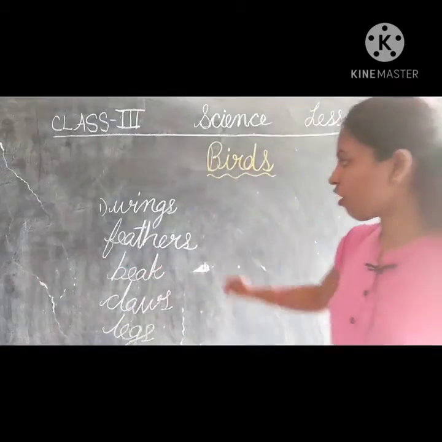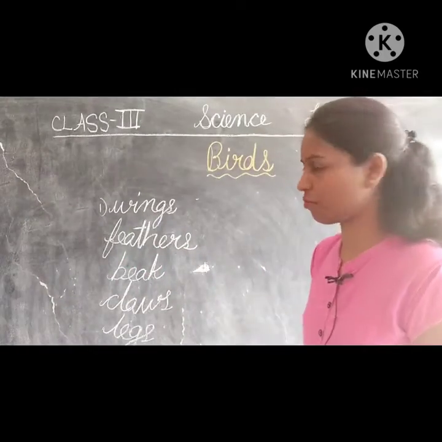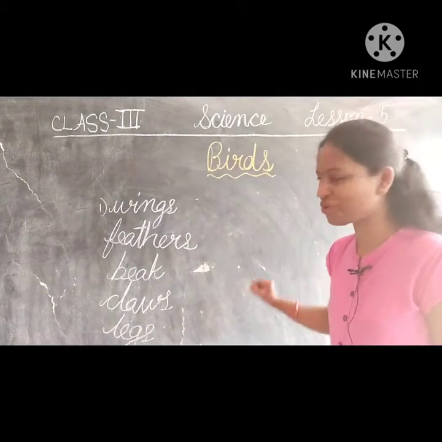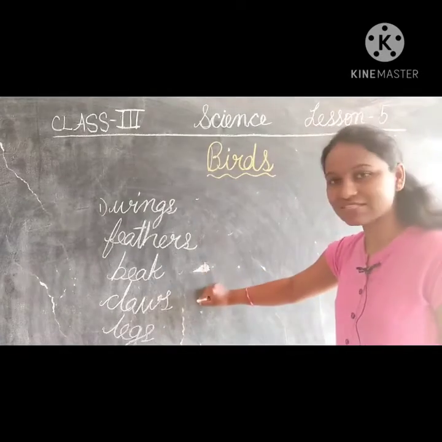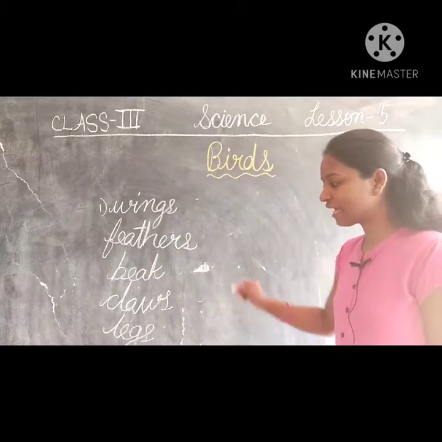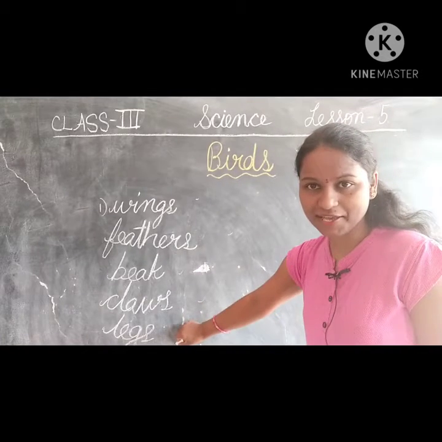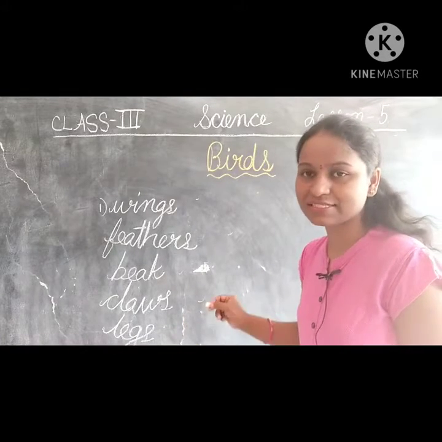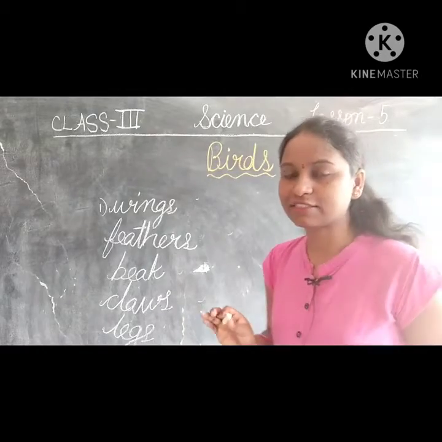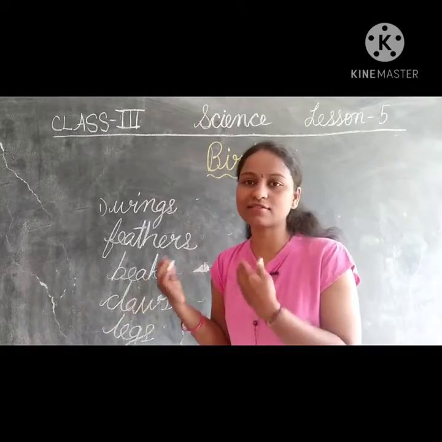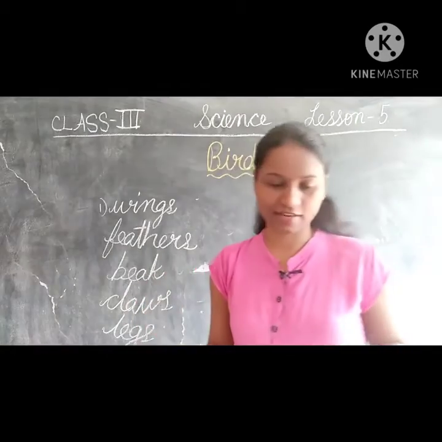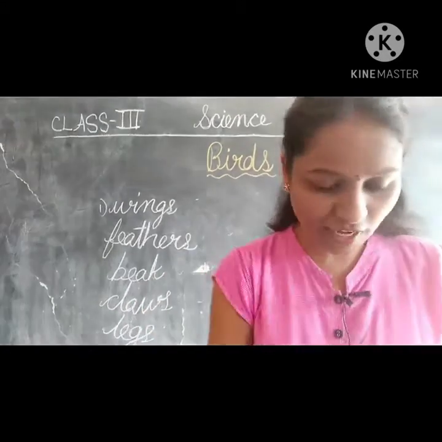Okay, so are all the wings the same? No. Are all the feathers the same for the birds? No. Are all the beaks the same? No. And are all the claws the same? No. They are different. And are all the legs the same? No, because in some birds they are different in size, as per their body and their surroundings.